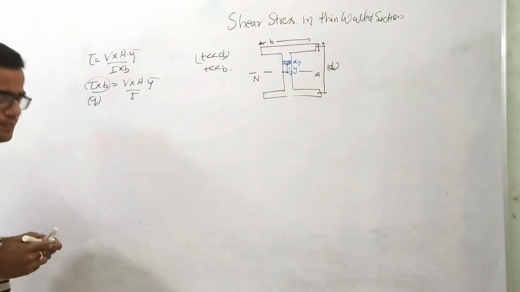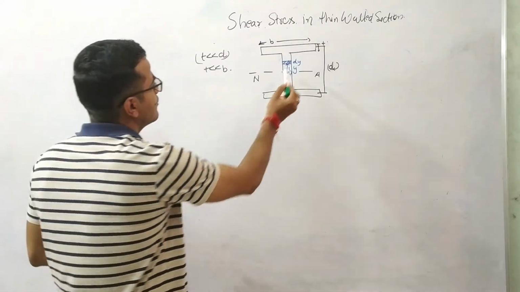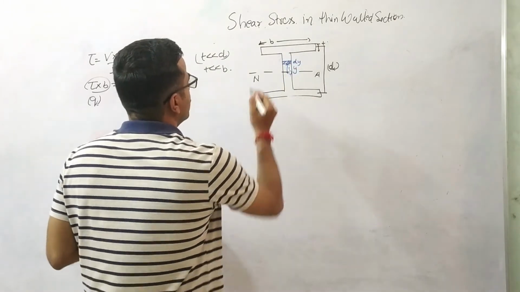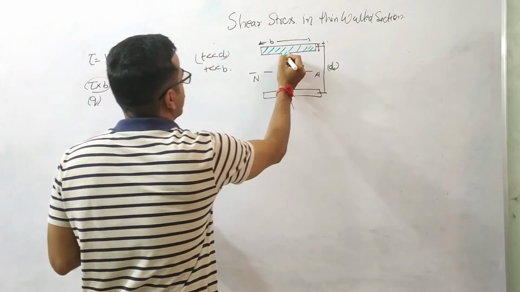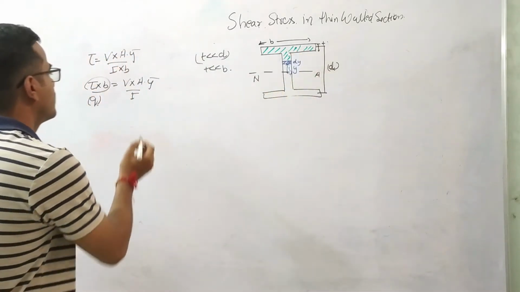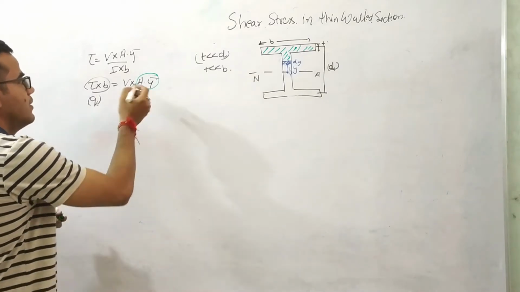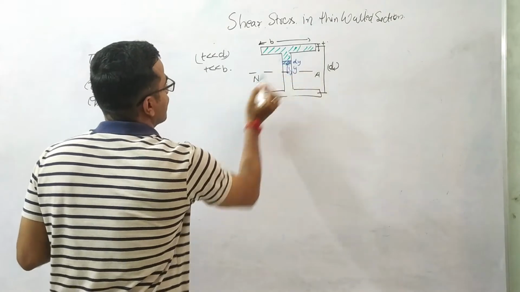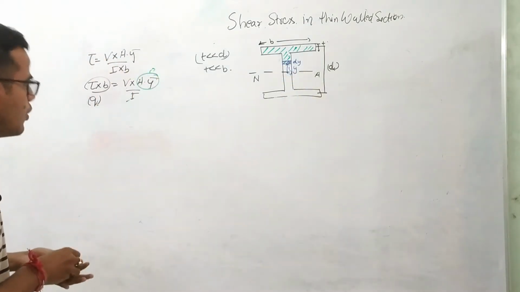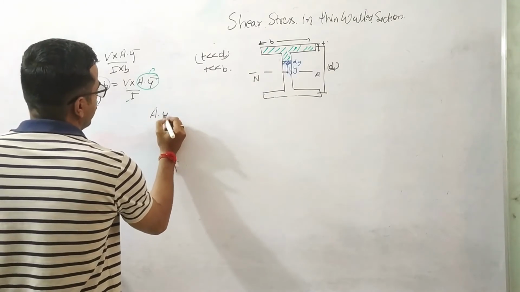Now, to calculate the shear flow, I can take either this moment of area or this moment of area. I am taking the moment of area for this portion only, because I need to calculate A y bar. V and I can be calculated. A y bar I am calculating here, since I have taken the cut at this location. The main important thing is how to calculate A y bar, which is nothing but the first moment of area.